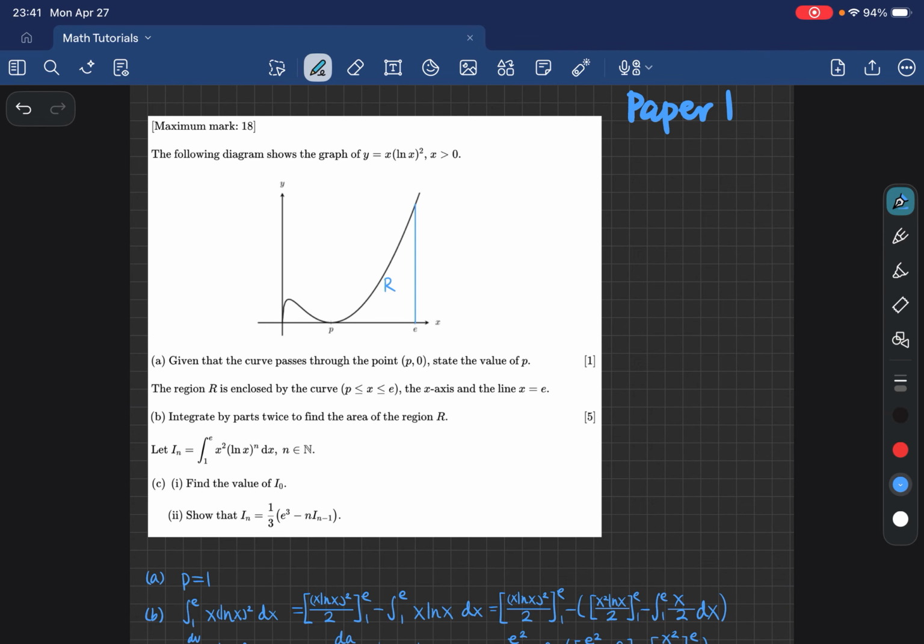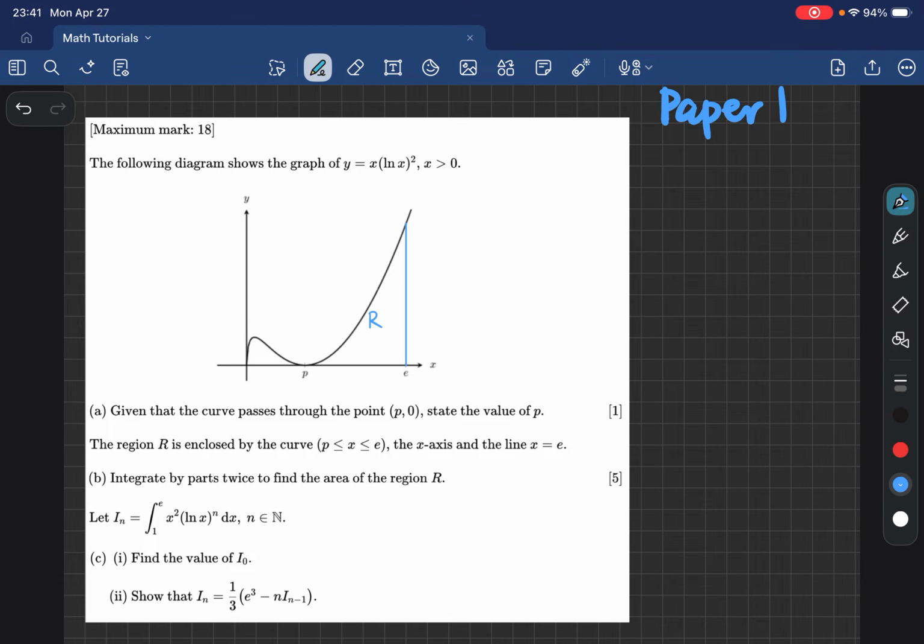So the first question is a paper 1 question. We have a graph, and given that this curve passes through the point p comma 0, we want to state the value of p. State means that we just give the value without needing to show steps.